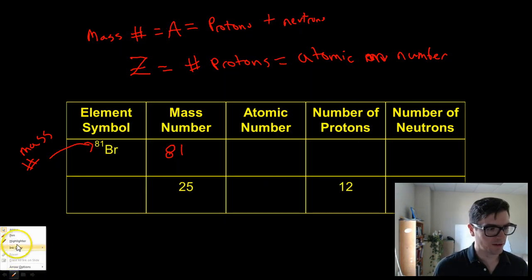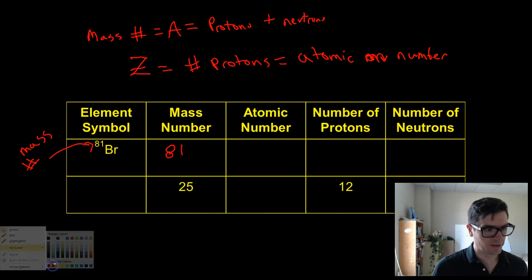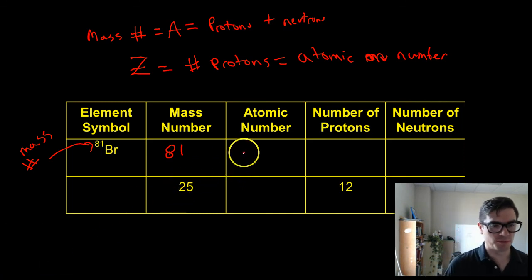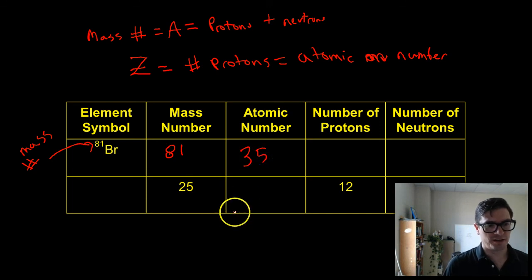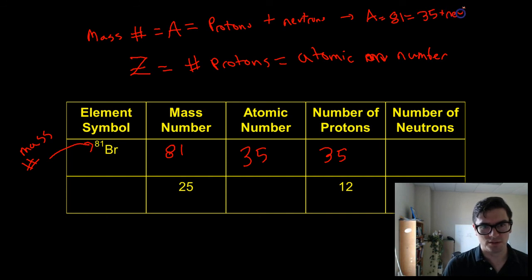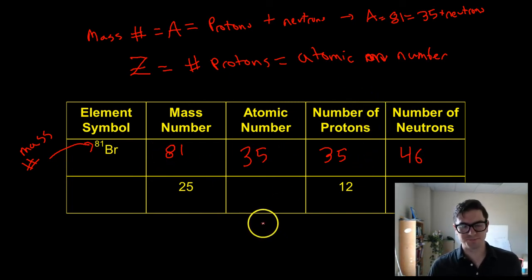So we looked at our periodic table and we saw that our atomic number for bromine was 35, right? And so that means that we have 35 protons. And so in order to figure out how many neutrons you have, you simply plug in for this equation here. You say that A equals 81, which is going to equal our protons plus our neutrons. And so if you subtract this out, you end up with a number of neutrons of 46.